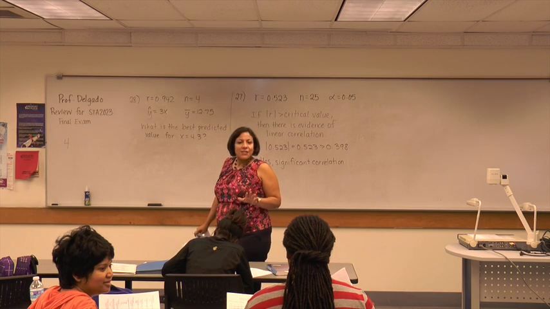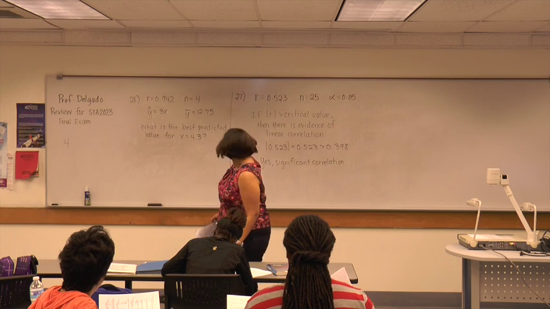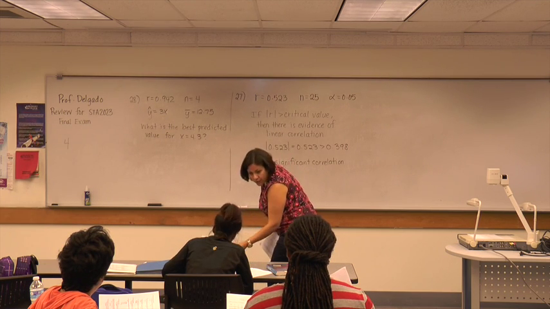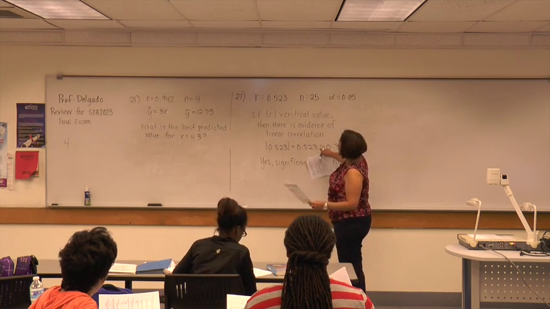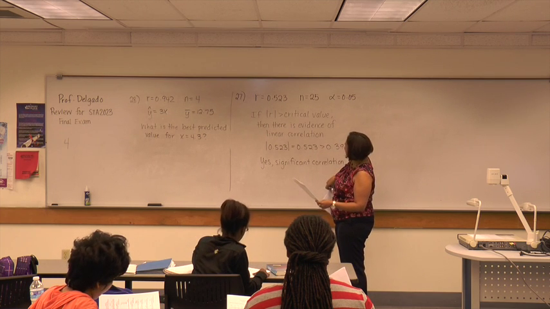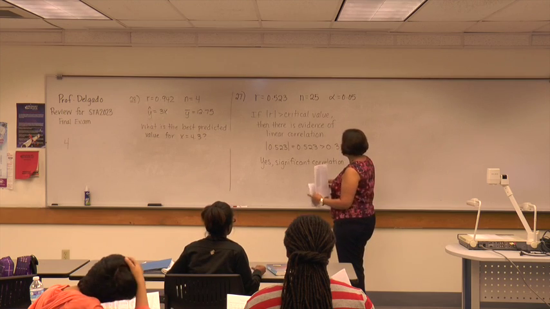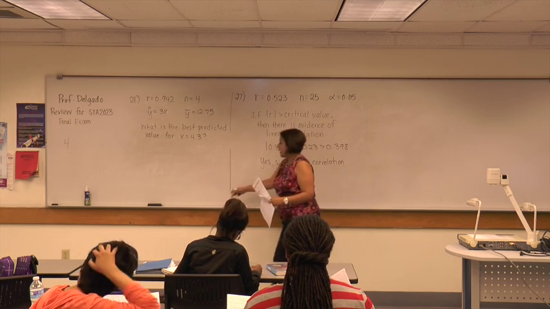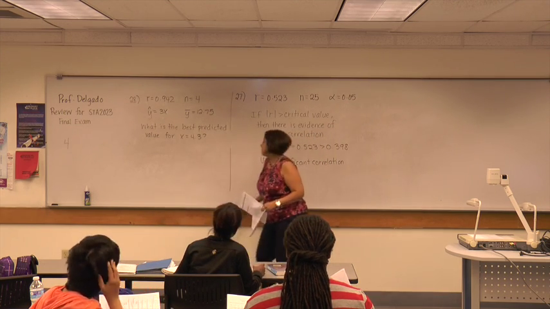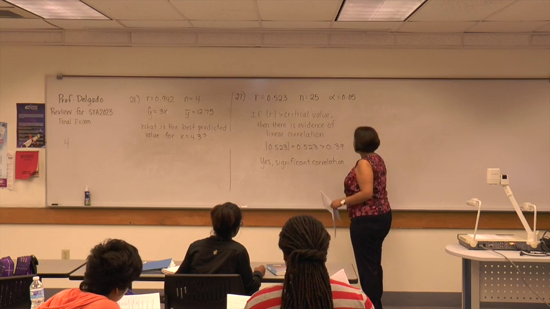Well, let's get it straight though. Luckily, it's still on the board. Our critical value for number 27 with n equals 25 should be 0.396. Yes, it is off a little bit. We need to use the correct table.